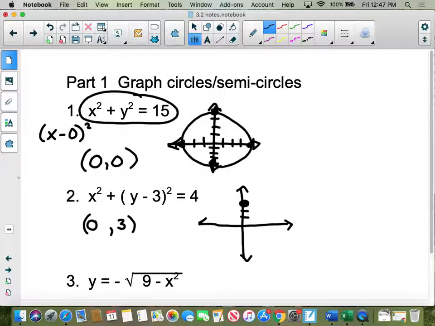And then, how far out in all the directions do you go? Do you go 4? No, you do the square root of 4, right? It's r squared there. So you're going to go out 2 to the right, 2 up, 2 to the left, and 2 down. And try to make a halfway decent circle. It's not the best, but.